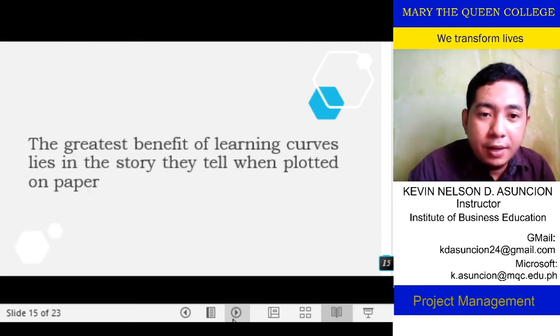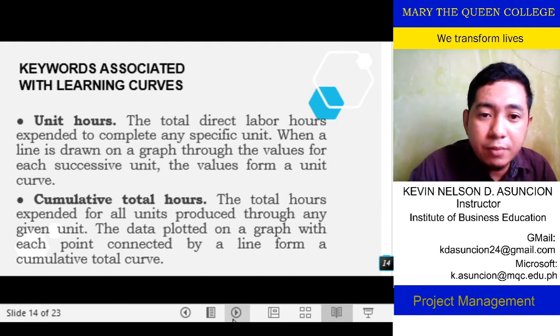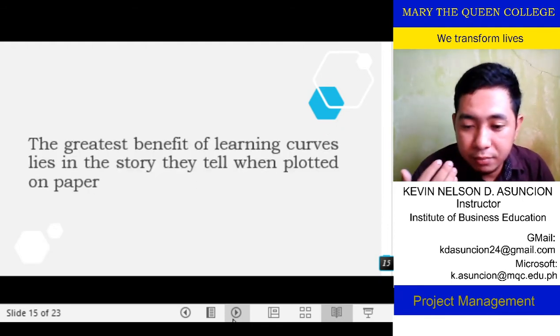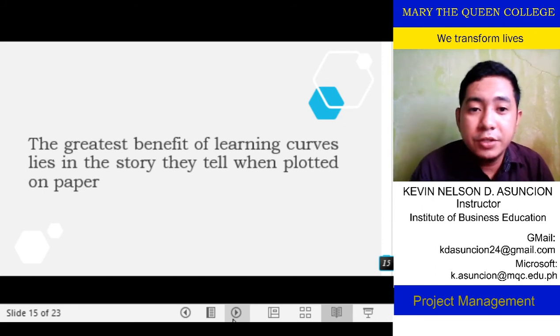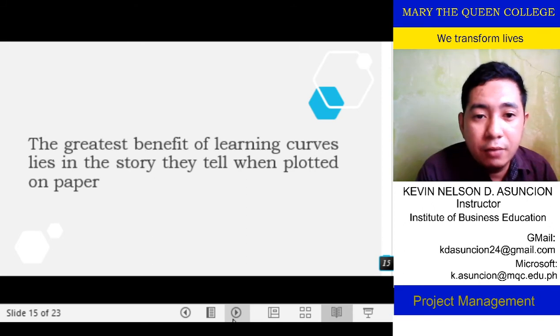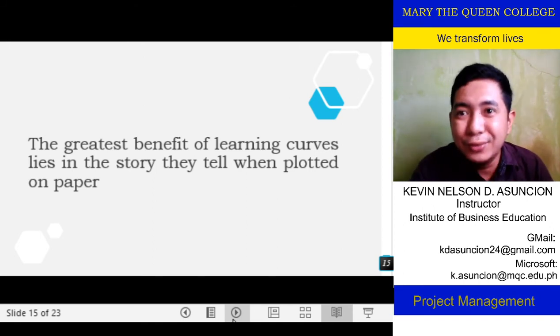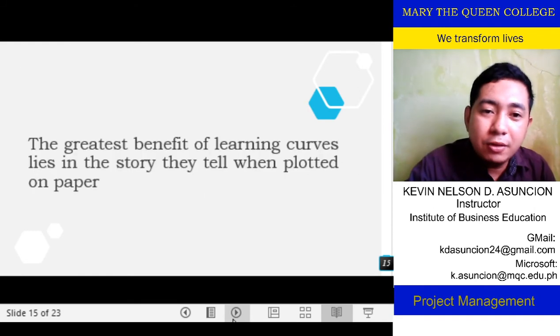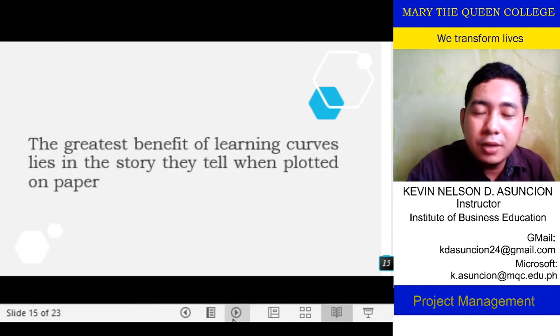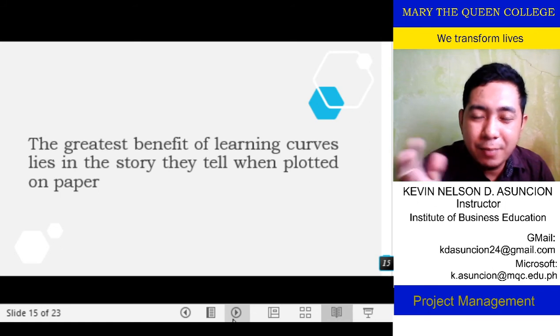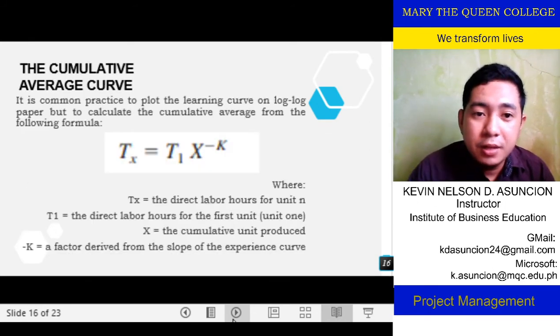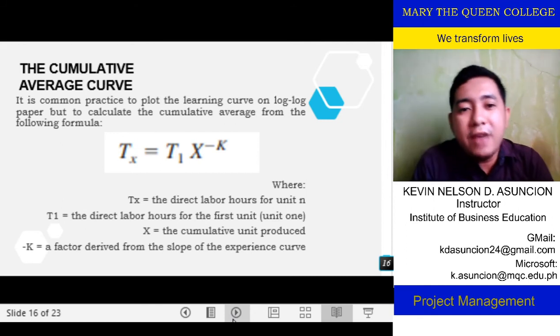So, those are the most important keywords, no? Sa associated with learning curve. So, the greatest benefit of learning curves lies in the story they tell when plotted on paper. So, ano yung itsura? No? Ano yung development? Okay? So, I would like to show you something later para mapag-isipan natin yung isang idea na banggit kanina, no? Okay. So, the cumulative average curve, no?